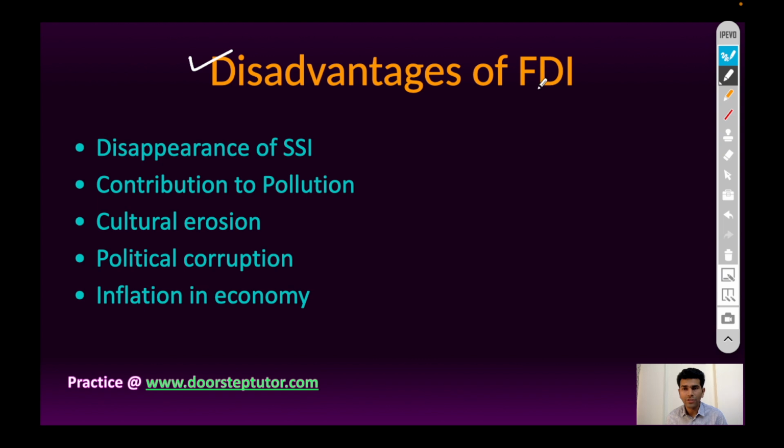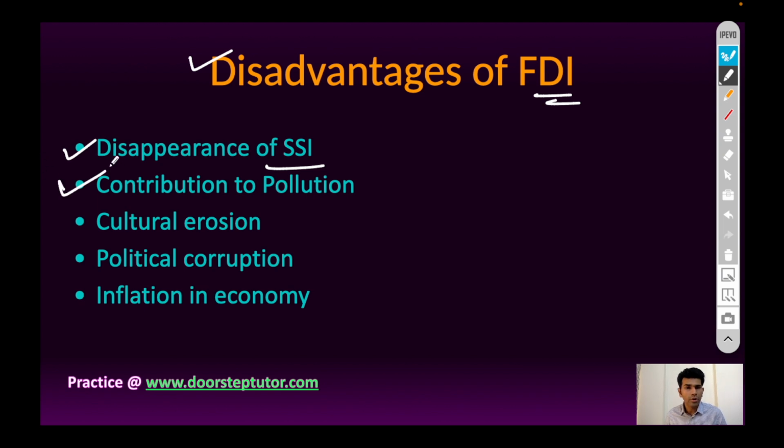What are the disadvantages of FDI? First point, disappearance of small scale industries. When a multinational corporation starts its business in the domestic market, there will be more competition, so small scale industries may not survive. And when a multinational corporation brings technology into the domestic market, there will be technology based production. It means capital intensive products can be produced and not labor intensive products, so skilled persons will not get employment.